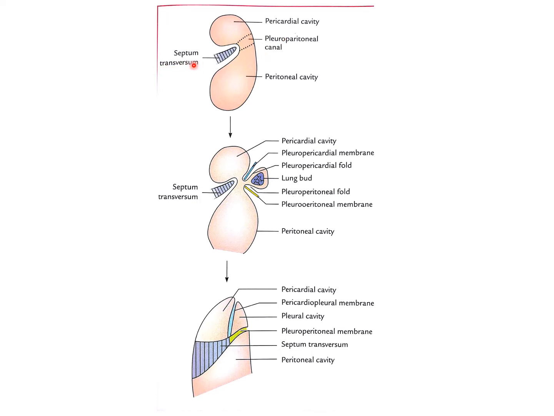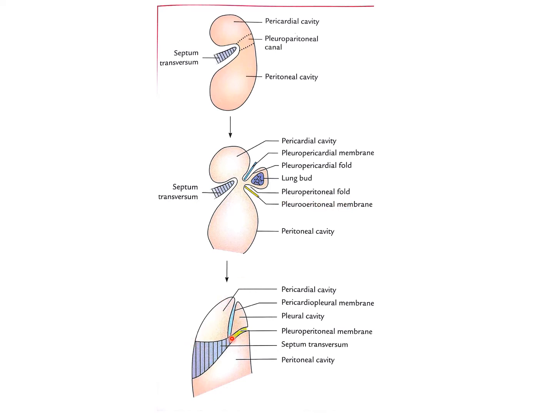The septum transversum, during this stage of development, is at the level of the pleuroperitoneal canal. From the dorsum, there is development of two folds at the level of the pleuroperitoneal canal. The two folds that develop are the pleuropericardial fold and the pleuroperitoneal fold.